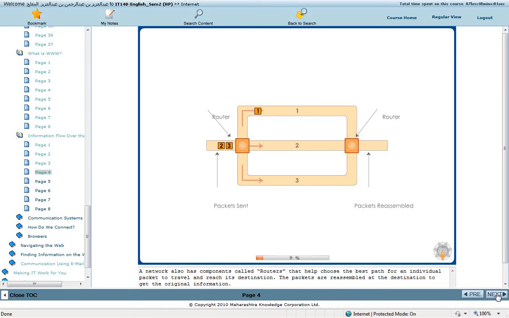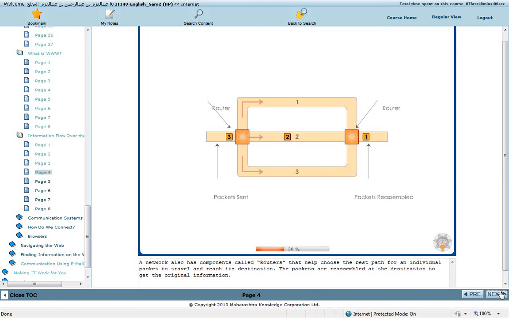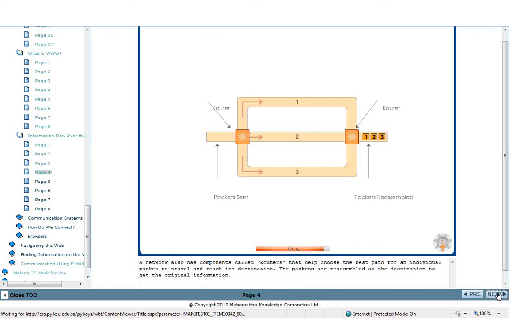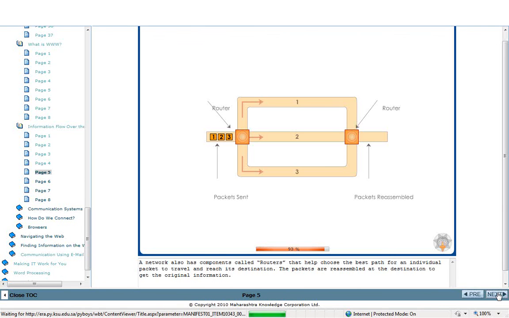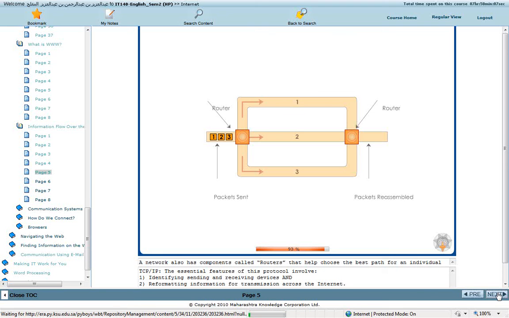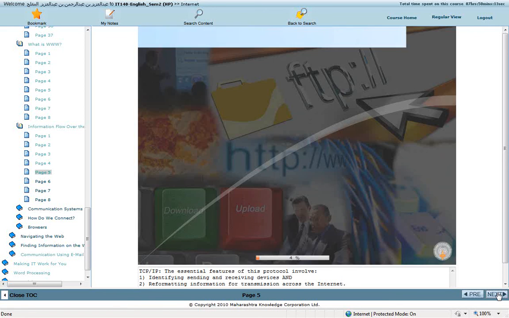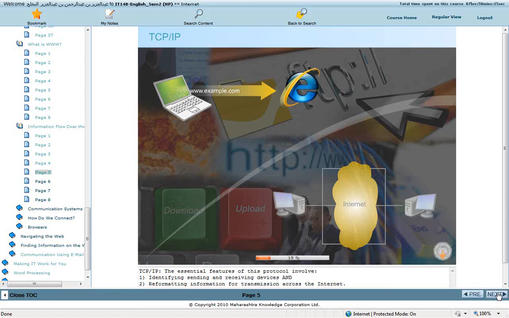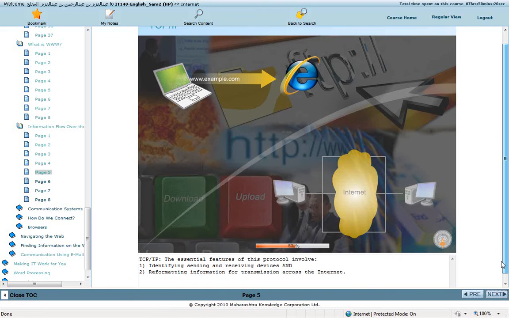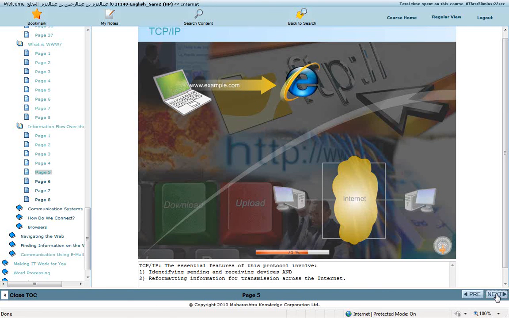A network also has components called routers that help choose the best path for an individual packet to travel and reach its destination. The packets are reassembled at the destination to get the original information. TCP/IP. The essential features of this protocol involve identifying, sending and receiving devices, and reformatting information for transmission across the Internet.